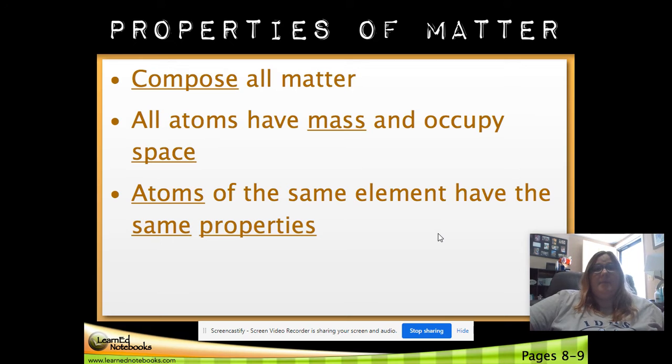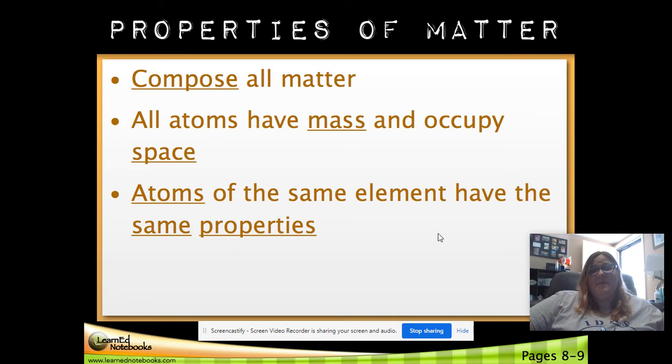They make up all matter. All atoms have mass and occupy space. Oxygen is in the room right now. If there wasn't oxygen, then you couldn't breathe, but something else would have to be there. Or it'd be like a vacuum seal when they pull out all the air. So oxygen has a mass. It weighs something. It's taking up space.